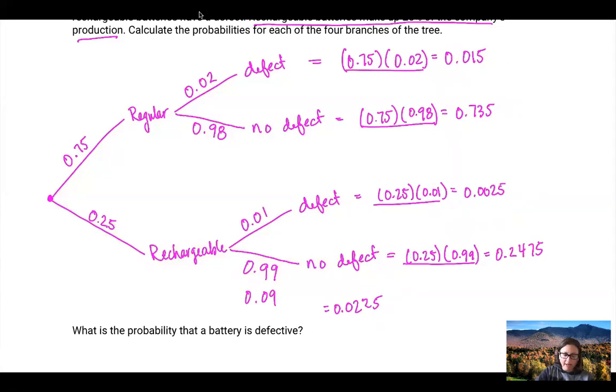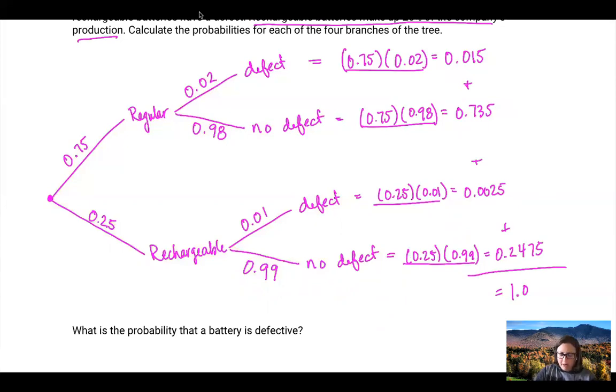But if I add up the correct numbers, so 0.015 plus 0.735 plus 0.0025 plus 0.2475, sure enough, it equals 1.0.